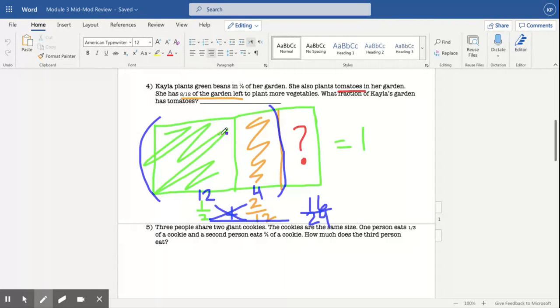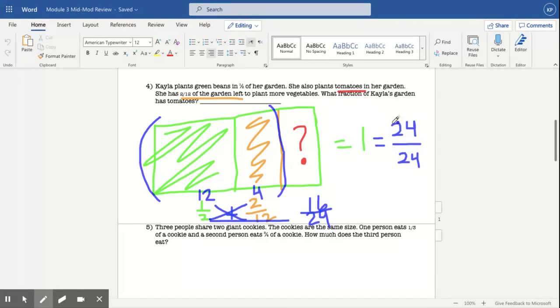So we know that 16/24 of the garden has already been spoken for. A chunk of that is green beans and a chunk of that is unplanted, ready to go dirt. So now we have to ask ourselves, well, how many 24ths are in a whole? That way we can figure out how many are missing. One whole is 24/24ths.